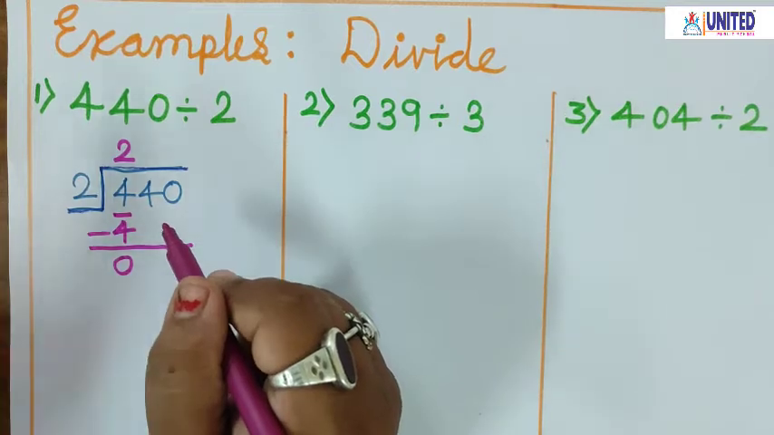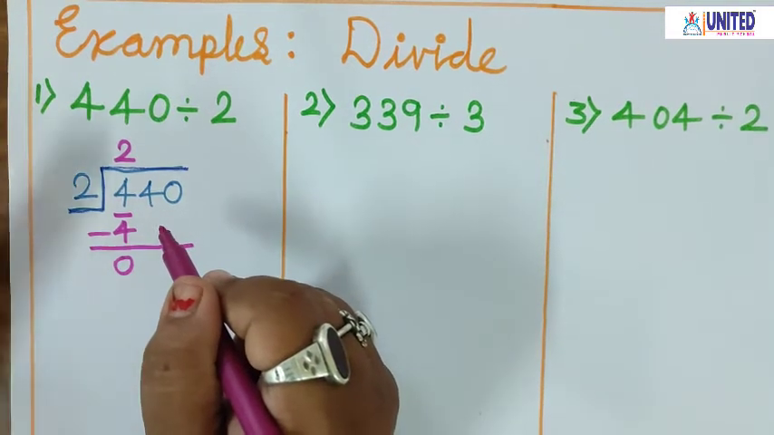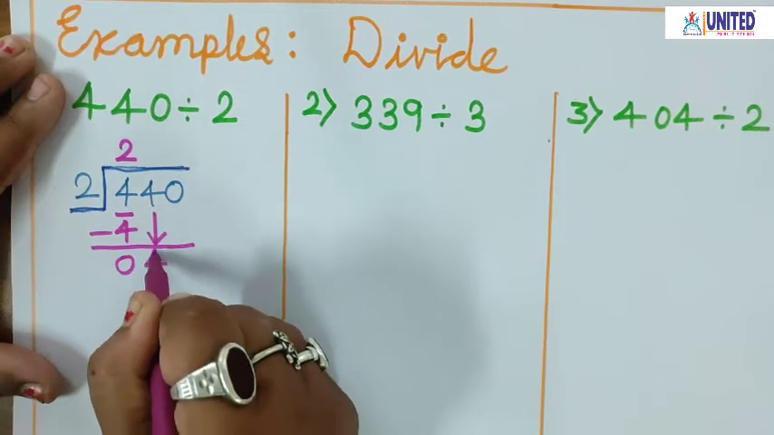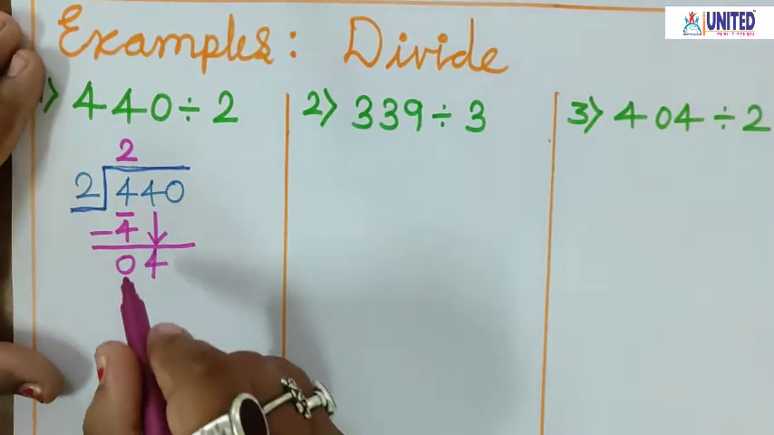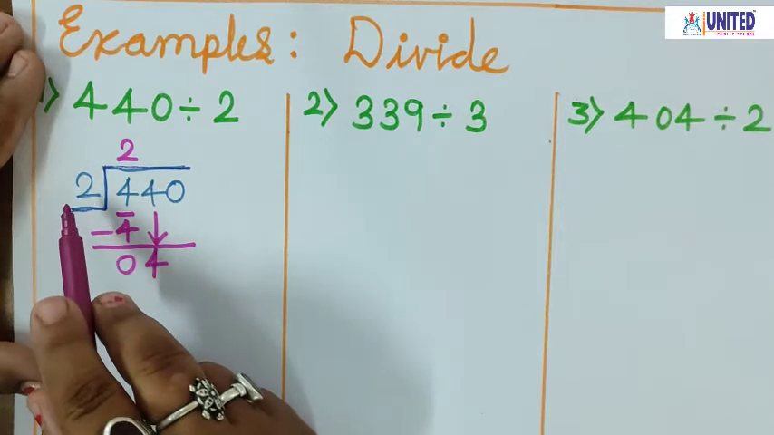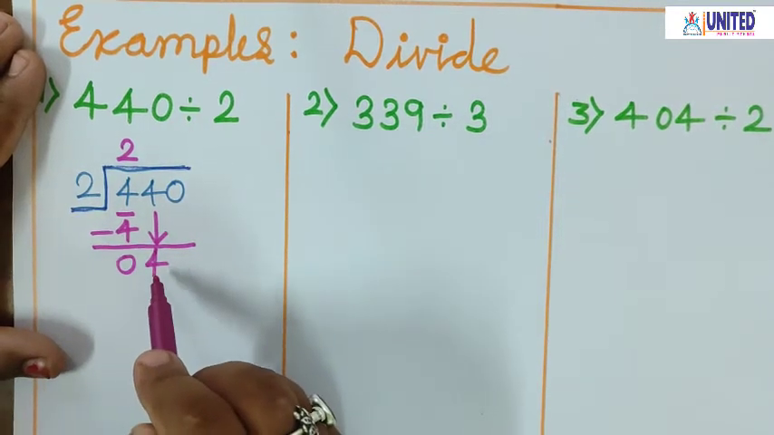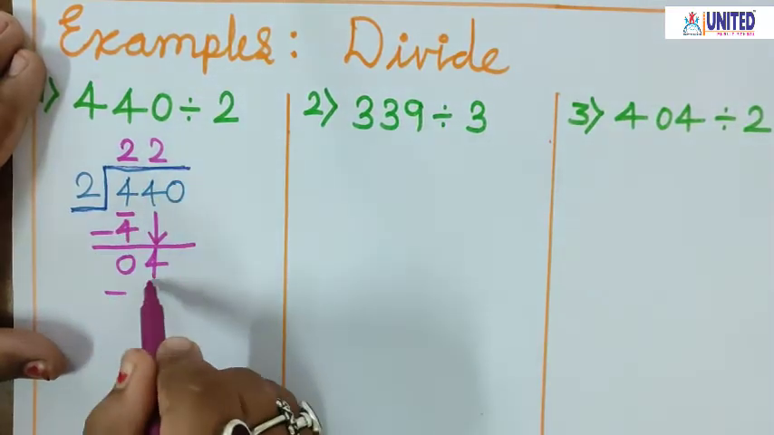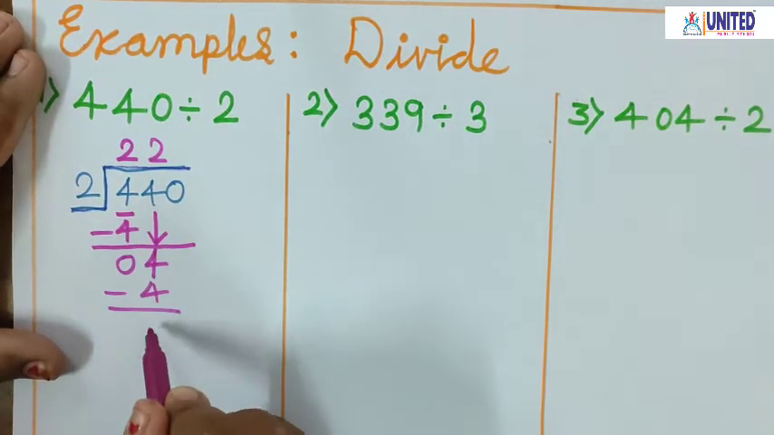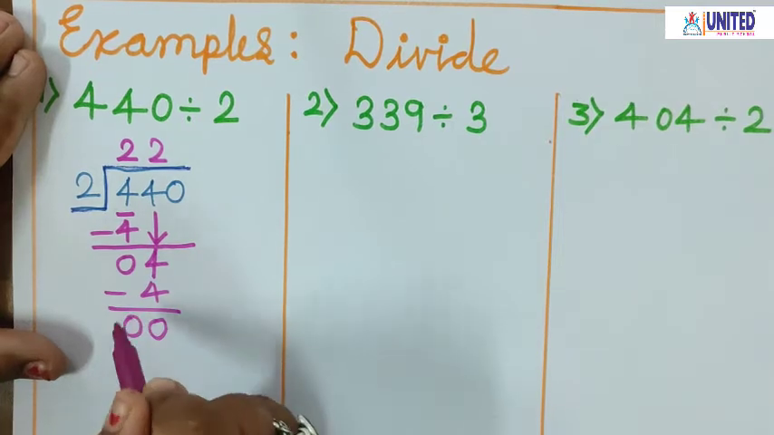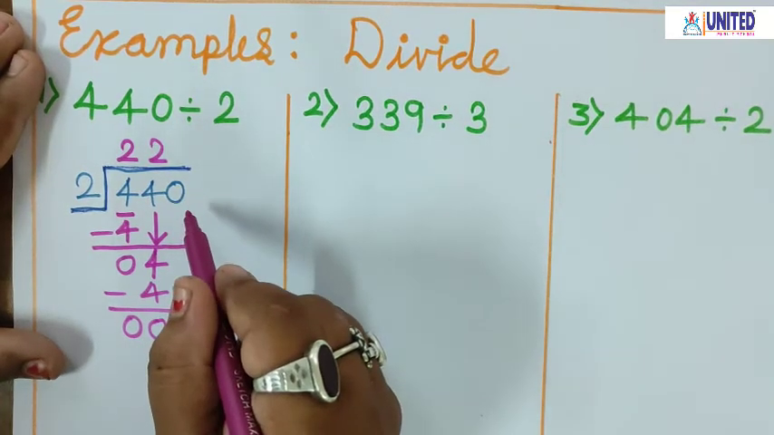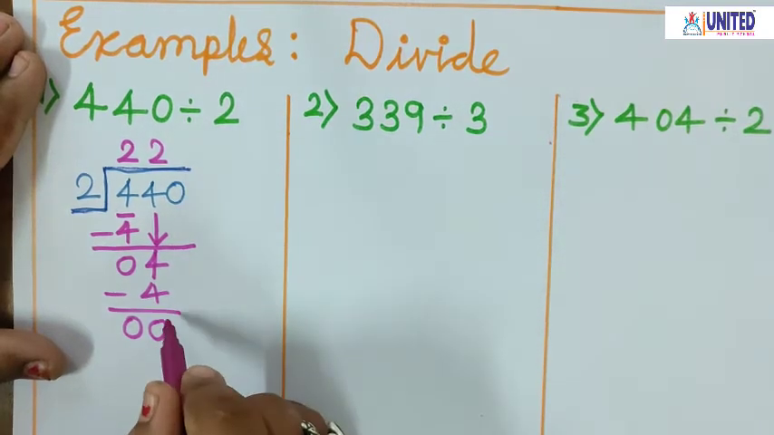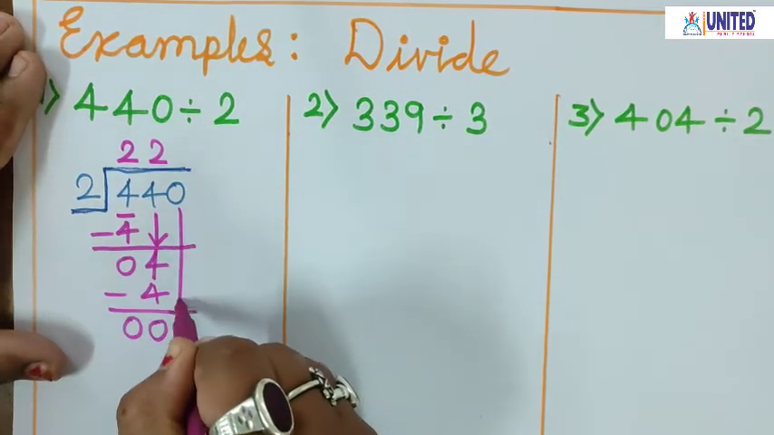You can take only one number down at a time. Okay, so first of all I take the 4 down. So I take down the 4 here. Now the number is 4. It is greater than 2, right? So 4 comes in the 2 table. Yes, 2 2s are 4. Right? Now 4 minus 4 is 0 and 0. Now which number is remaining to divide? 0. So we have to take it down. So I take the 0 down.